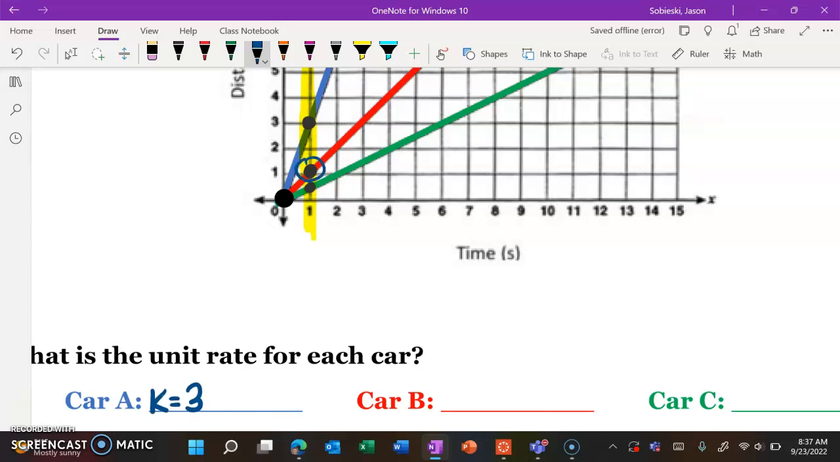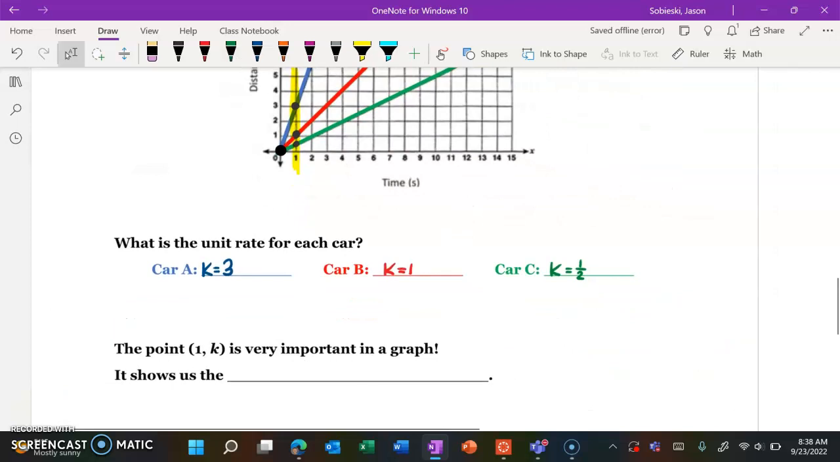For car B, the red one, k is about equal to 1. You can see that point on the y-axis is about 1. And then finally for the green car, that point is about 1/2. So we can say k equals 1/2. So again, car A would be the quickest, car C would be the slowest. And once again, to wrap up, the point (1, k) is very important on the graph because it shows us the constant of proportionality, which I'll call C of P.